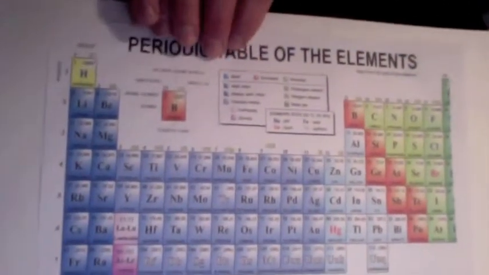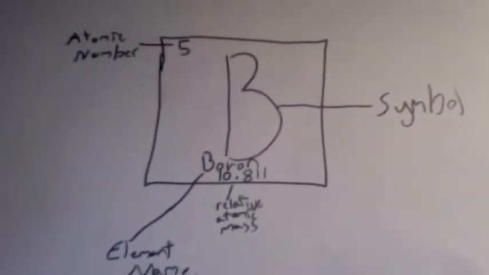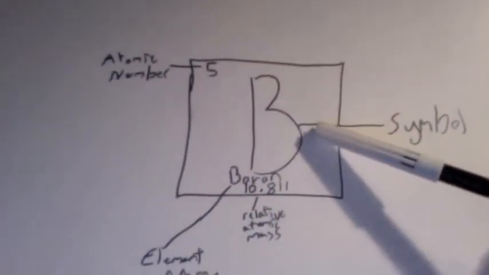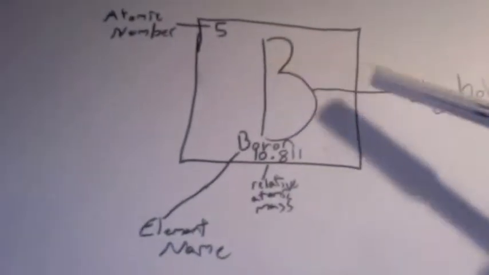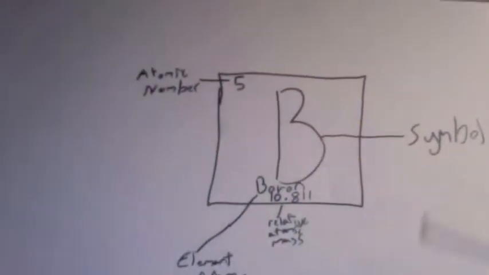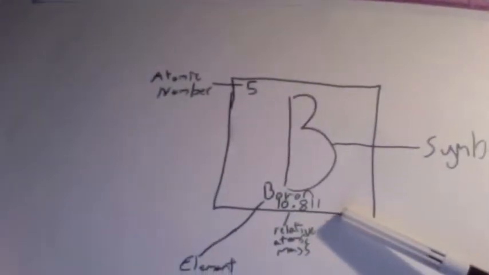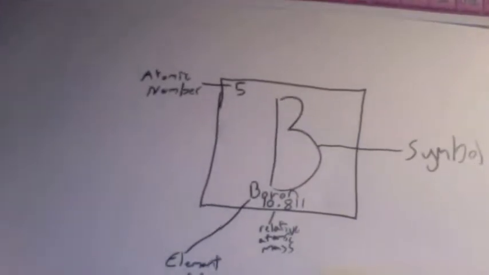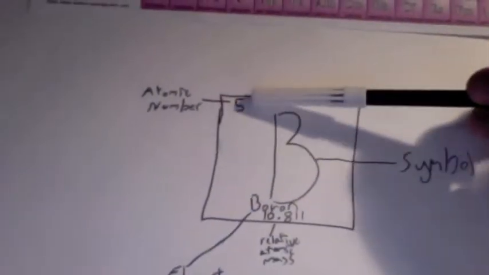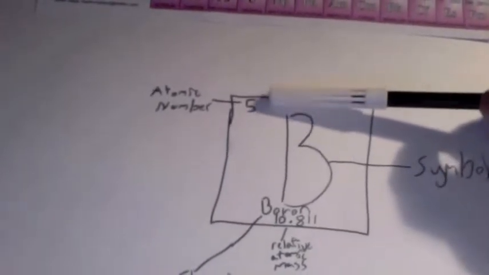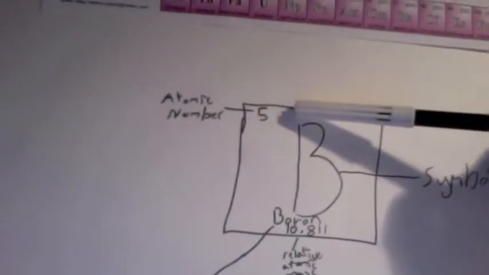On the periodic table, under every element, you can see here is a bigger picture of it. This is boron. This is what every element looks like, but a little nicer. This is the symbol. Then it shows boron, which is the element name. Then down here, it shows 10.811, which is the relative atomic mass. We will get to that later. And then up here is the atomic number, and the atomic number is the number of protons in this element.